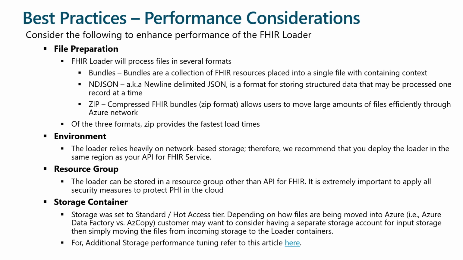There are additional best practices that you can consider to enhance the performance of the FHIR loader. The FHIR loader supports three different formats: FHIR bundles, and ND-JSON files, basically newline delimited JSON, a format for storing structured data that is used while processing records one record at a time. In addition, the FHIR loader also supports compressed FHIR bundles in zip format, which allows moving a large amount of files efficiently through Azure networks. Of all three formats, zip provides the fastest load times.